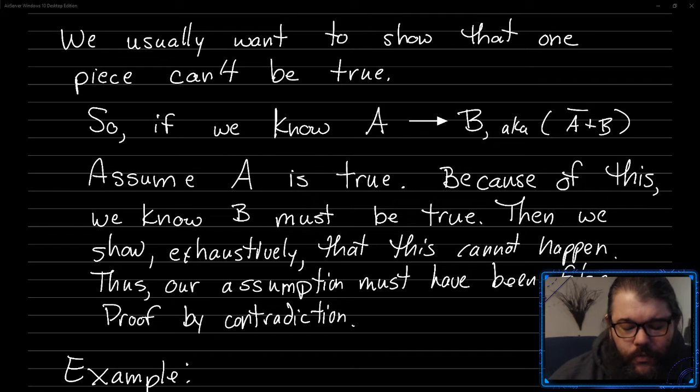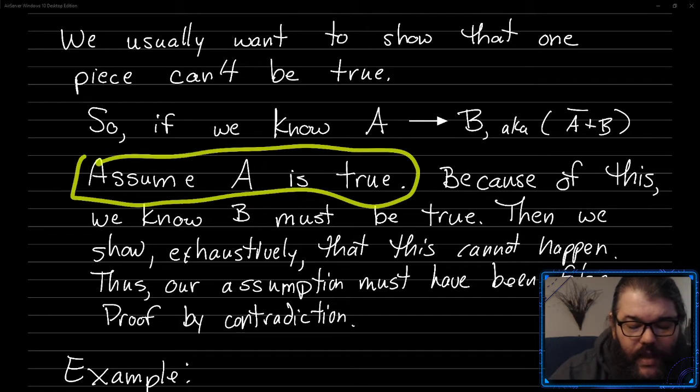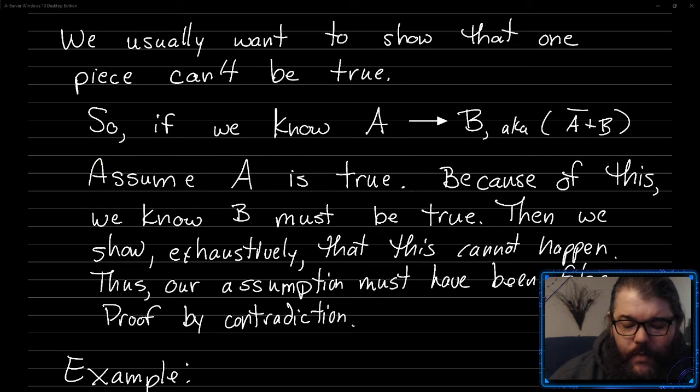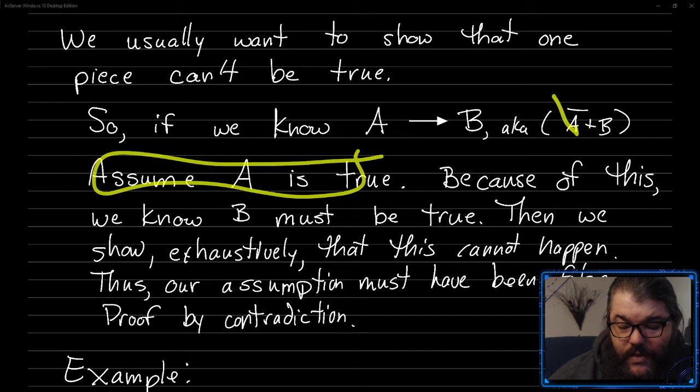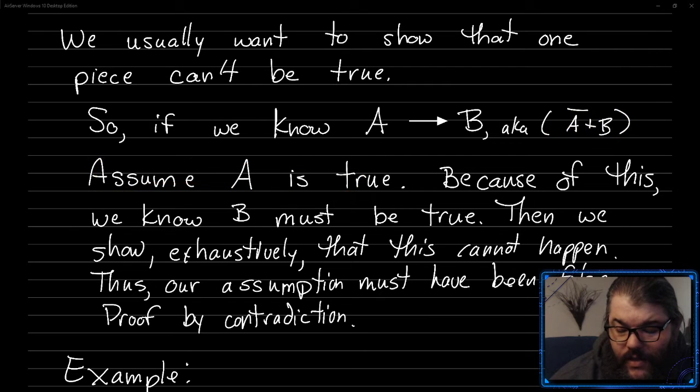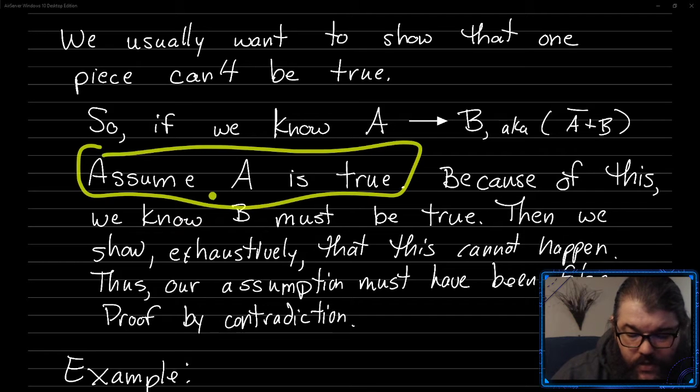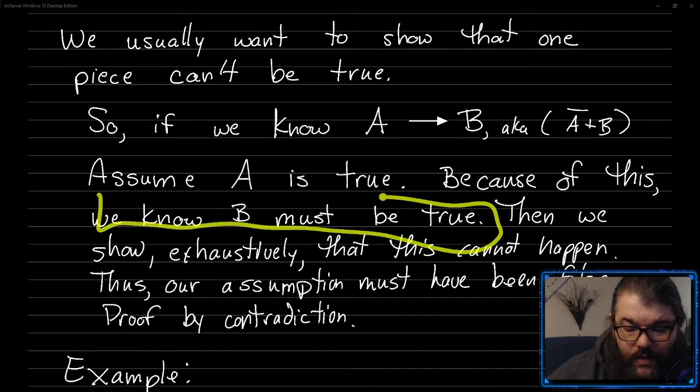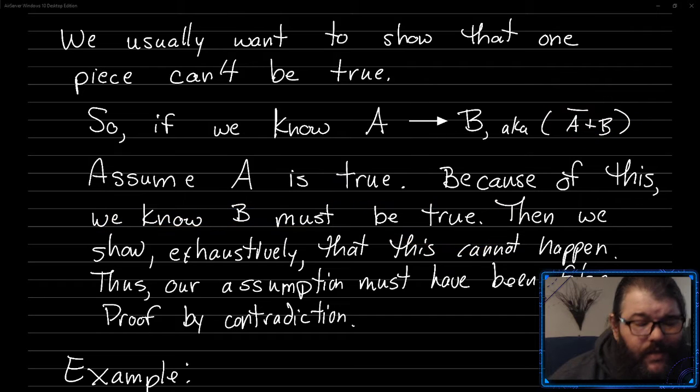And so what you would usually do in one of these proofs is you would assume that A is true, and then you talk about, because A is true, that means this thing is not true. That forces this part to be true. So usually in these proofs, you're holding one of these things to not be true so that you can prove the other one has to be a true statement. You're making an assumption that one of these pieces is true, and because of that, you know that B must be true to satisfy your Boolean expression, and then you end up showing exhaustively that this can't happen, and thus our assumption must have been false, which is a proof by contradiction.